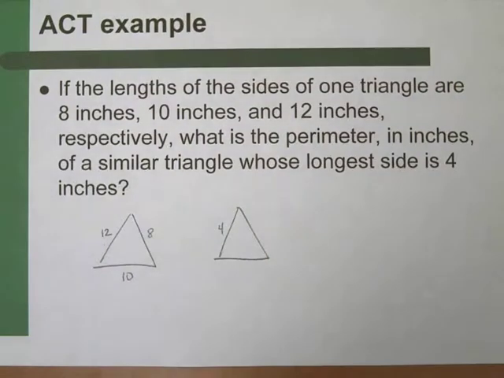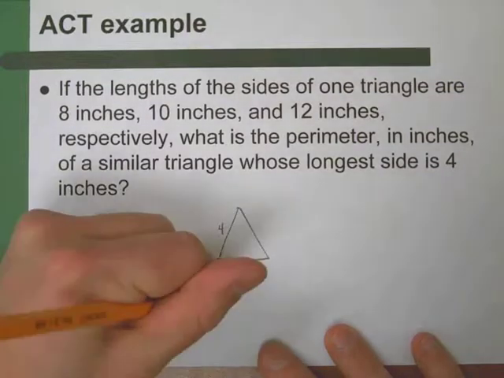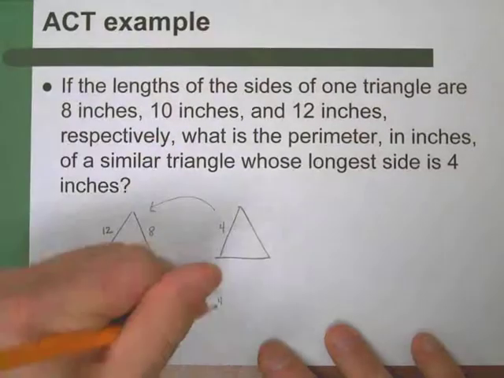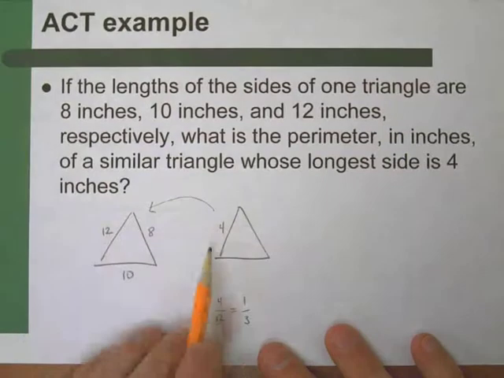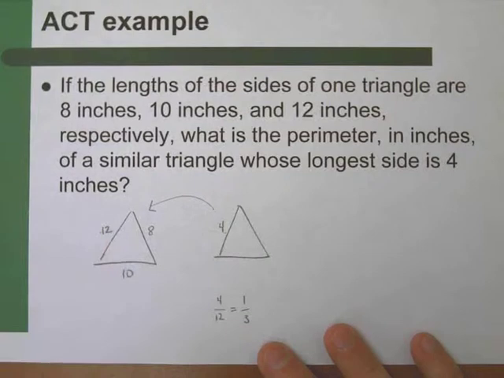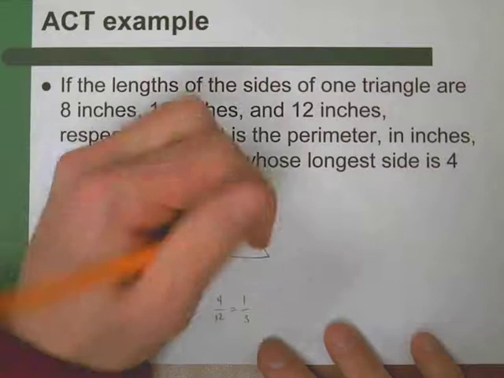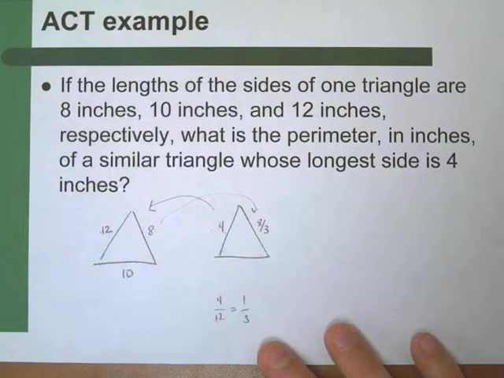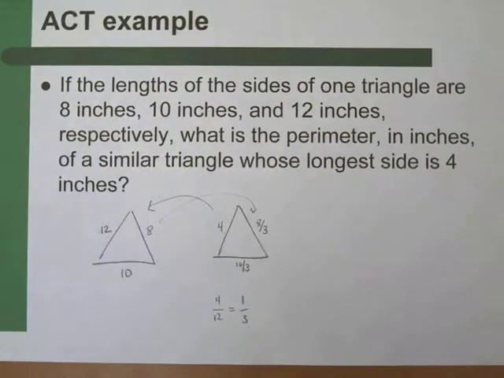Could we figure out what the other sides are? It's a 12 to 4 ratio. Or if I go from little to big, it's a 4 to 12 ratio. That's 1/3. 4/12 is 1/3, which means everything was multiplied by 3 to get there. So going the opposite direction, I divide by 3. 12 divided by 3 is 4. 8 divided by 3 gets me this side, 8/3. And 10 divided by 3 gets me this side.